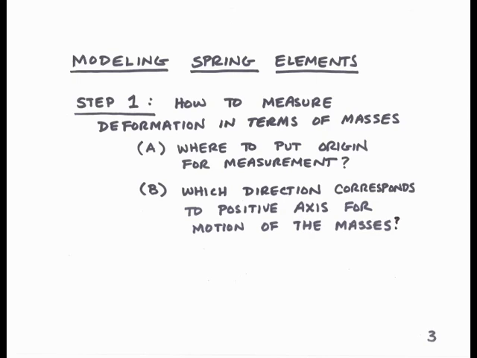If we want to do modeling of spring elements, then we have to decide a few things. First, we have to decide where to put the origin for the motion of each of the masses. When a mass moves, we have to measure its motion with respect to some origin, and this has to be decided. The second thing which we must specify is which direction corresponds to positive motion of each of the masses. So what we're doing is setting up an axis system for each of the masses, deciding where the origin is and deciding which direction is positive.